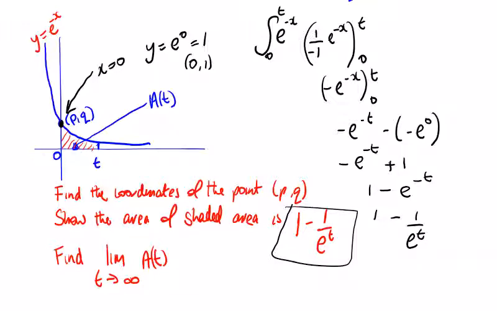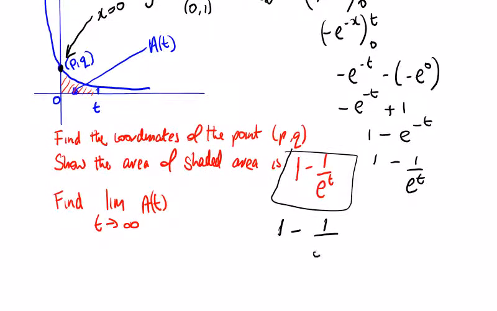And the third part, the limit of this area as t approaches infinity is 1 minus 1 over e to the power of infinity. So 1 over a massive number tends to 0, so we're just left with 1. So 1 is the area, and I should probably have written units squared beside that. Units squared, or just unit squared.